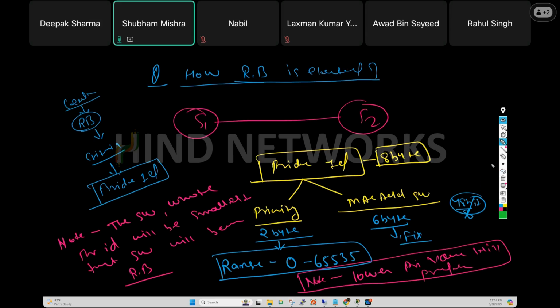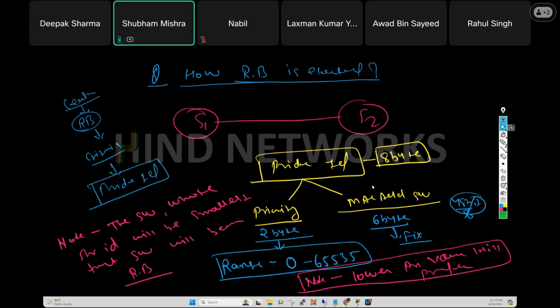Try to understand the thing here. What I told you, between switch 1 and switch 2, the switch whose bridge ID is lowest, that switch will become the root bridge. Right? Everyone? Yes or no? Okay. First of all, I just want to show you the priority here.